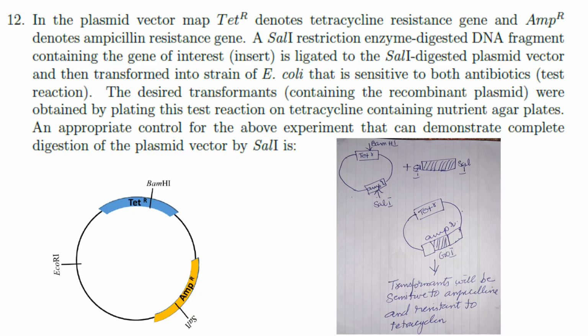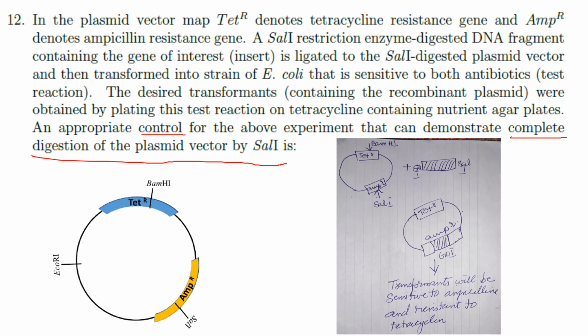They have asked for an appropriate control for the above experiment, a control that can demonstrate complete digestion of the plasmid vector by SAL1. So in certain cases, when you do digestion of the plasmid or any DNA fragment, there are chances that you get an incompletely digested vector. What will happen to this incompletely digested vector is that there are chances of self-ligation. Okay, so the vector will ligate to itself. It will not take the gene of interest and it will not form the recombinant. It will ligate on its own. So your ampicillin resistance gene will not be damaged. And such incompletely digested vectors can grow in ampicillin containing medium.